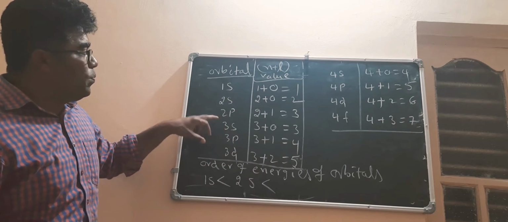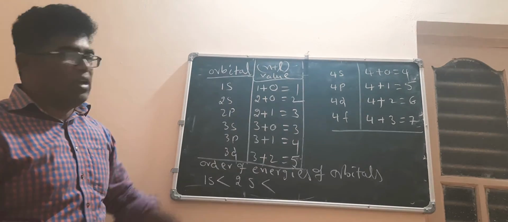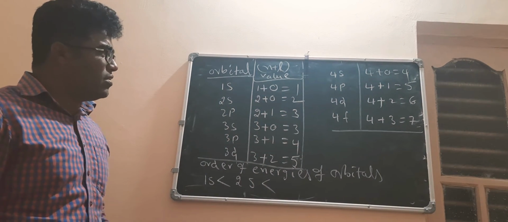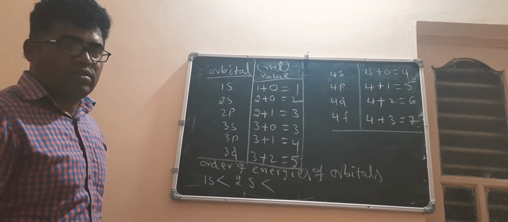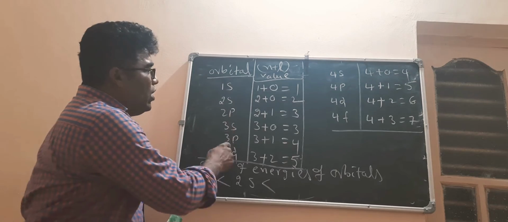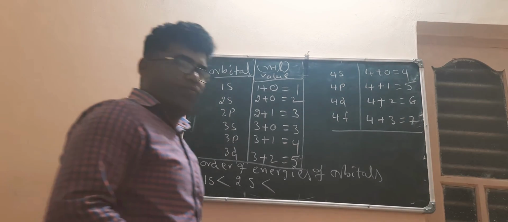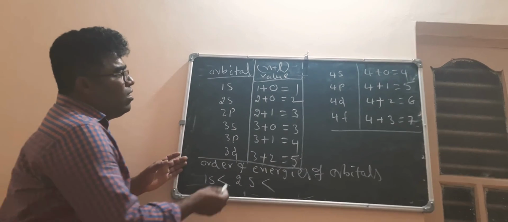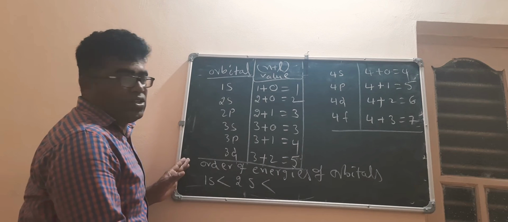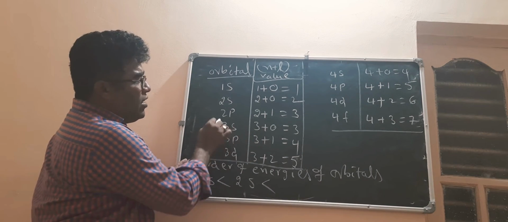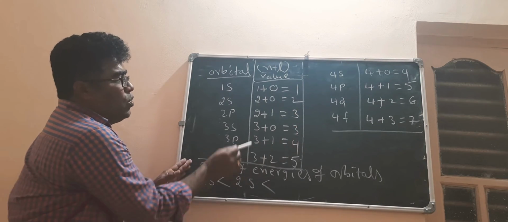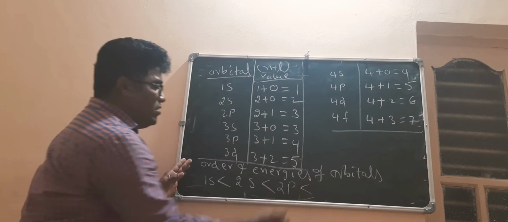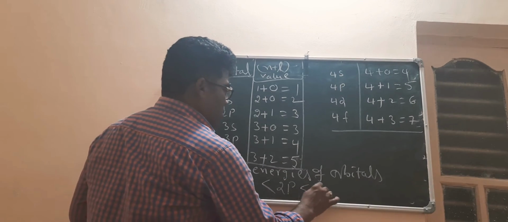You observe here that 2p and 3s have the same n plus l value. Whenever any two orbitals have the same n plus l value, then the orbital which has the lower n value will have less energy. Here 2p and 3s have the same n plus l value, so the one with less n value has less energy. So 2s is less than 2p, and 2p is less than 3s.